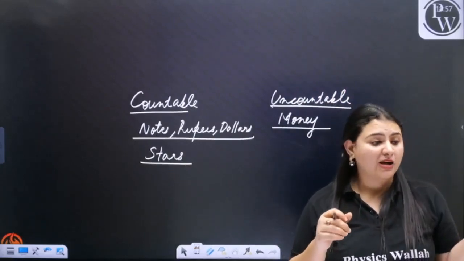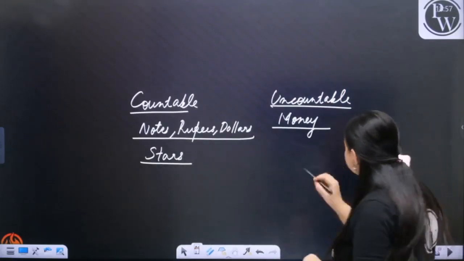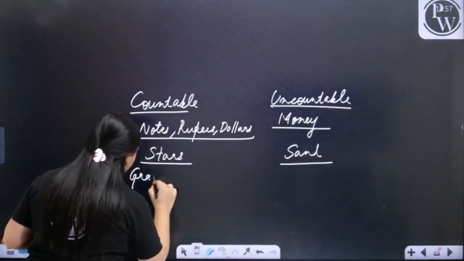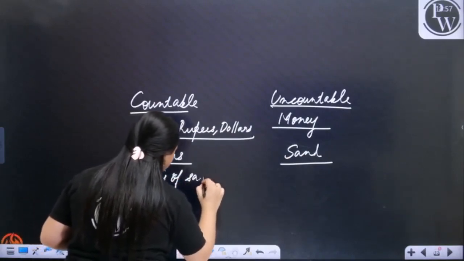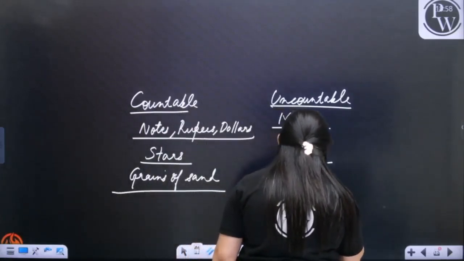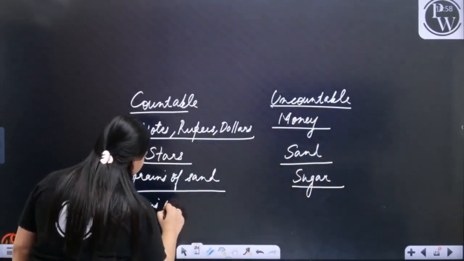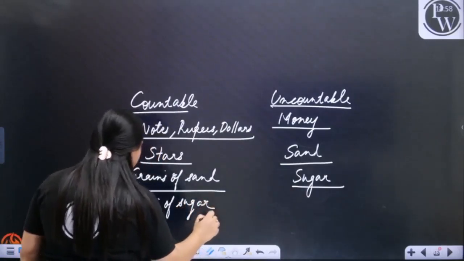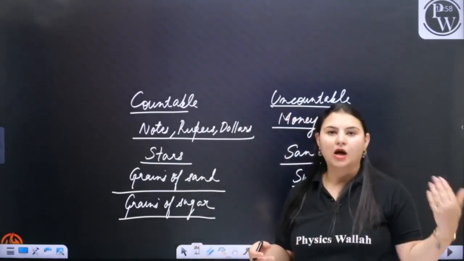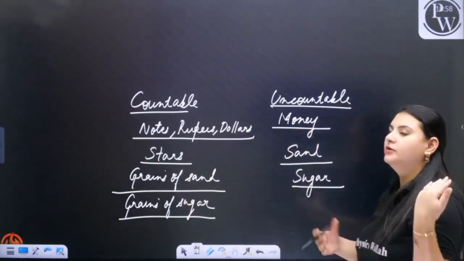Now you will say, ma'am, the sand is also in a lot of quantity, so we can count it too. No, sand is uncountable. The grains of sand, they are countable. Now, sugar is uncountable, but the grains of sugar, they can be counted. Similarly, the grains of wheat, we can count. The particles of sand can be counted, but stars definitely come under the category of countables.